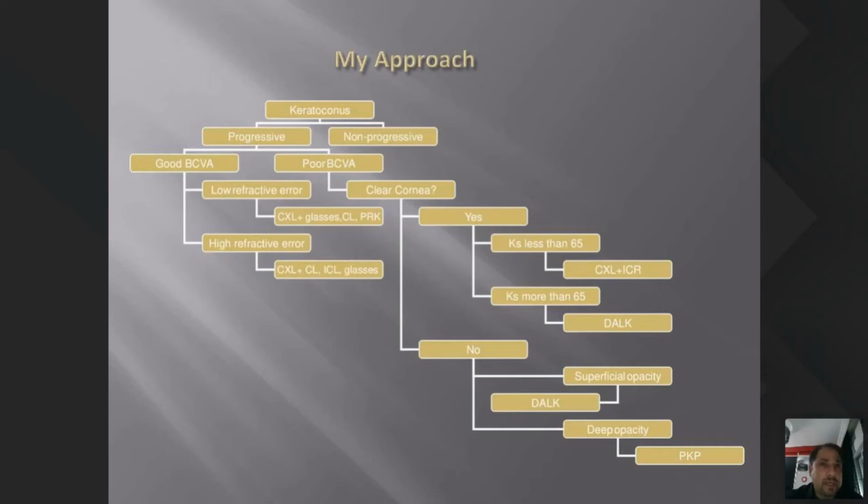We'll talk about it, but again, it's a controversial issue, but you should know what's going on in the world in terms of PRK for cross-linking. Now, if the patient is having high refractive error, the order of improving vision is different.